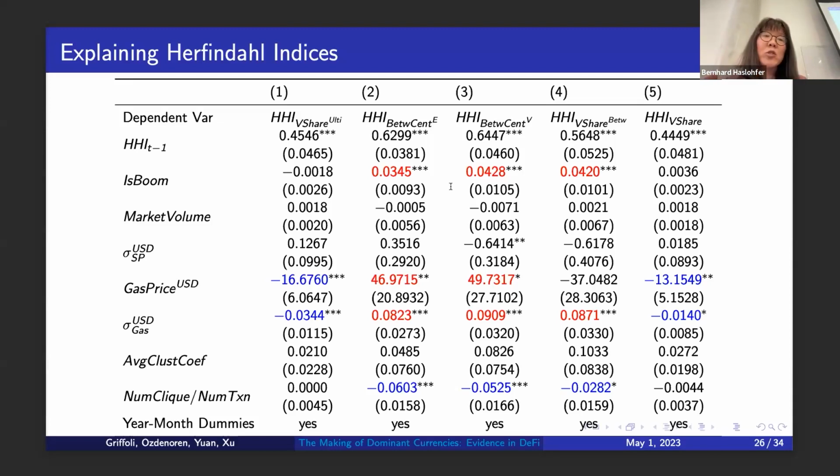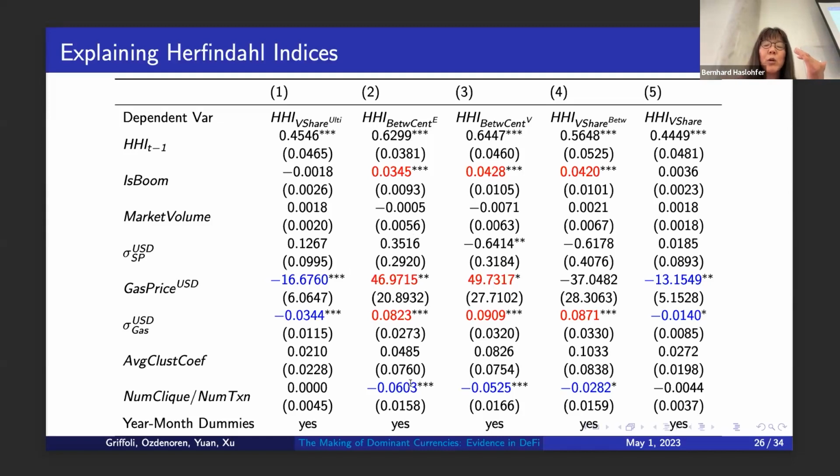Translate this to the real economy: we would say during the boom, there are very few world currencies, either just the US dollar or euro, to intermediate international financial flows or trade. If the gas price, when the transaction cost is high, again, you see concentration of the dominant currency as a medium of exchange. If the volatility of the transaction cost is high, again, you see the same pattern.